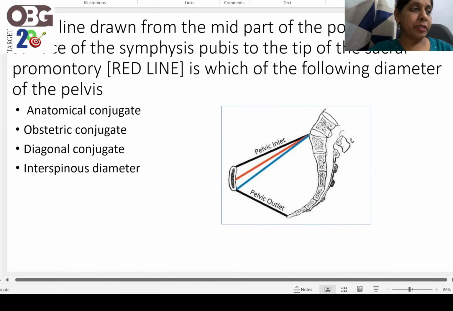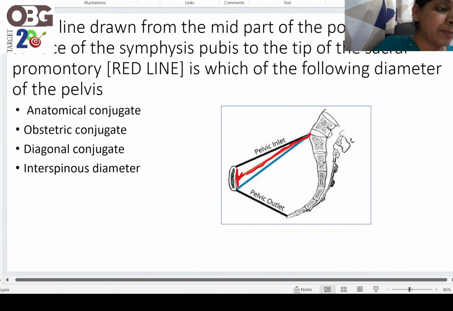So I think I should start here. First of all, in the first question, a diagram of the inlet was shown to you all, and it was asked what this red line is. This red line was going from the mid part of the symphysis pubis to the sacral promontory tip.